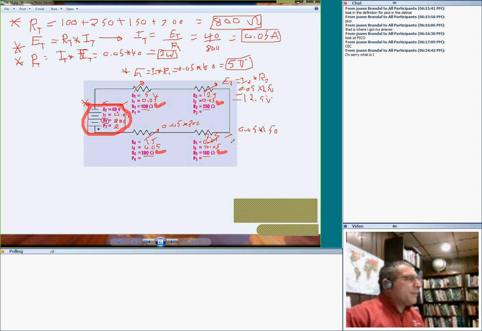So that is how we apply the rules for every resistor. Right here, I apply the rule of I3, for example, multiplied by R3, and this is I4 multiplied by R4 to find V4.